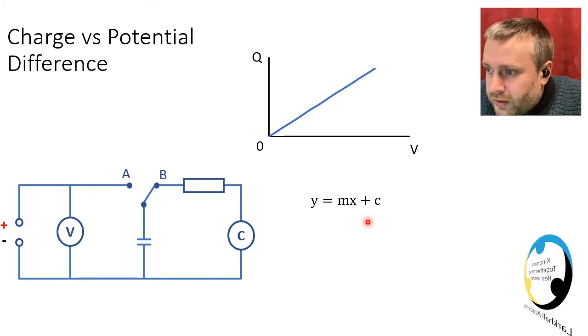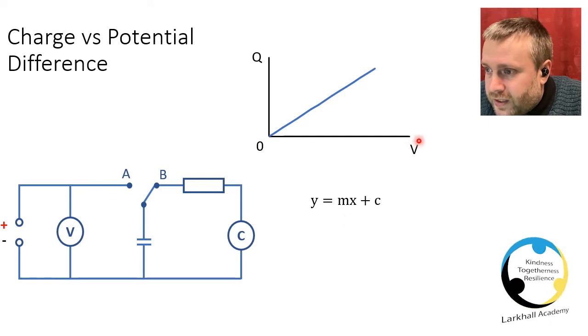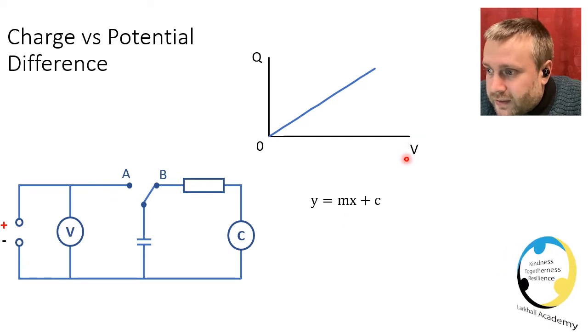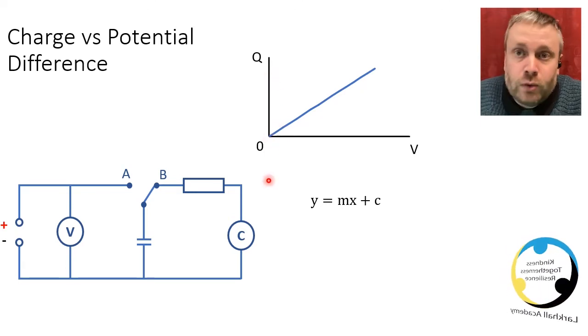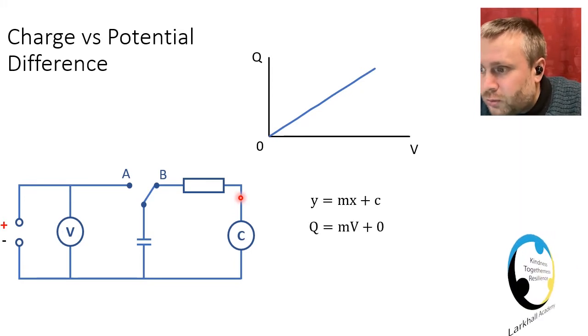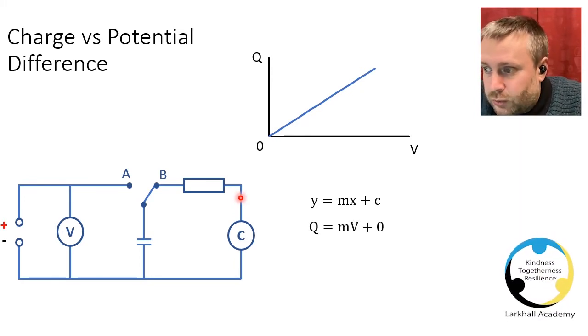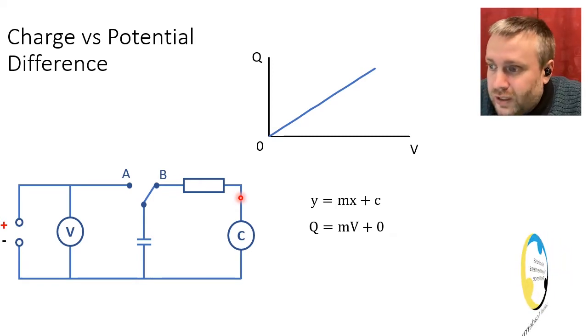Now what do we know about this? So we know that y is q, because that's just the y-axis. We know that x is v, because that is the x-axis. We know that c is the y-intercept, so that's where it's going to cross the y-axis, and that's going to cross the y-axis at 0 because it's directly proportional. So let's plug those in and we get q equals mv plus 0. Obviously we can ignore that 0 at the end. So that's just leaving us with q equals mv.